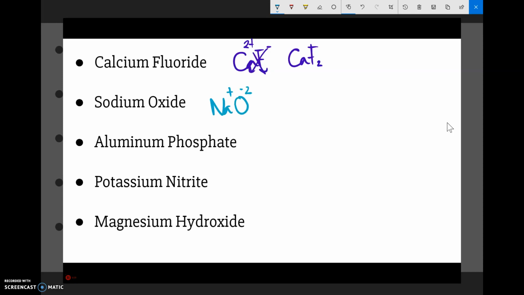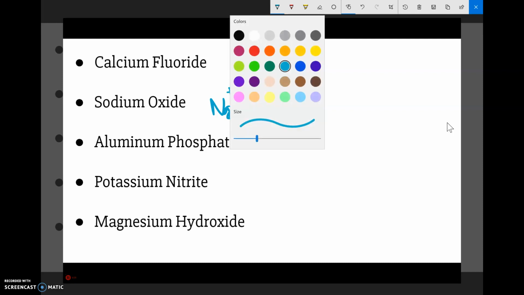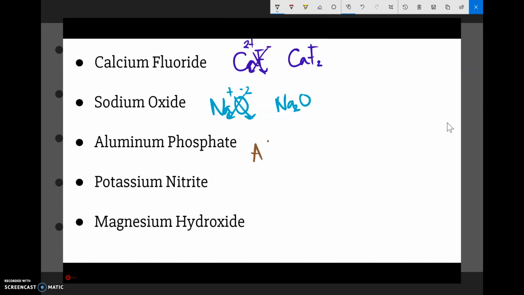The next one is sodium oxide, Na with a +1 charge. Oxygen has a -2 charge. Again, those don't cancel, so we swap and drop. So we get Na2O.